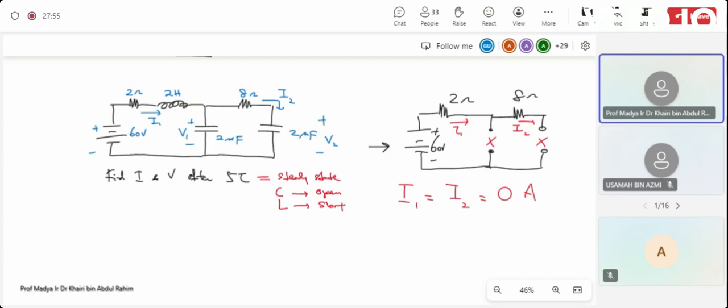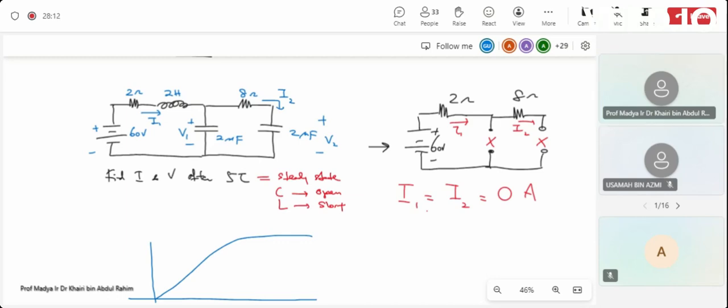And how about V1 and V2? V across capacitor. If you recall yesterday, during steady state, stable, it equals E. So V1 is equal to V2 is equal to E, equal to 60 volt.